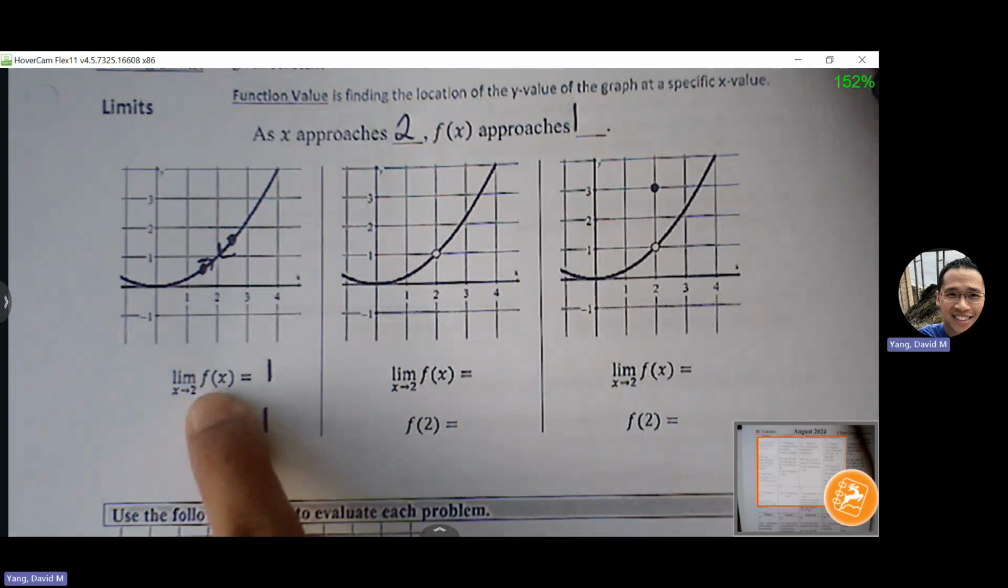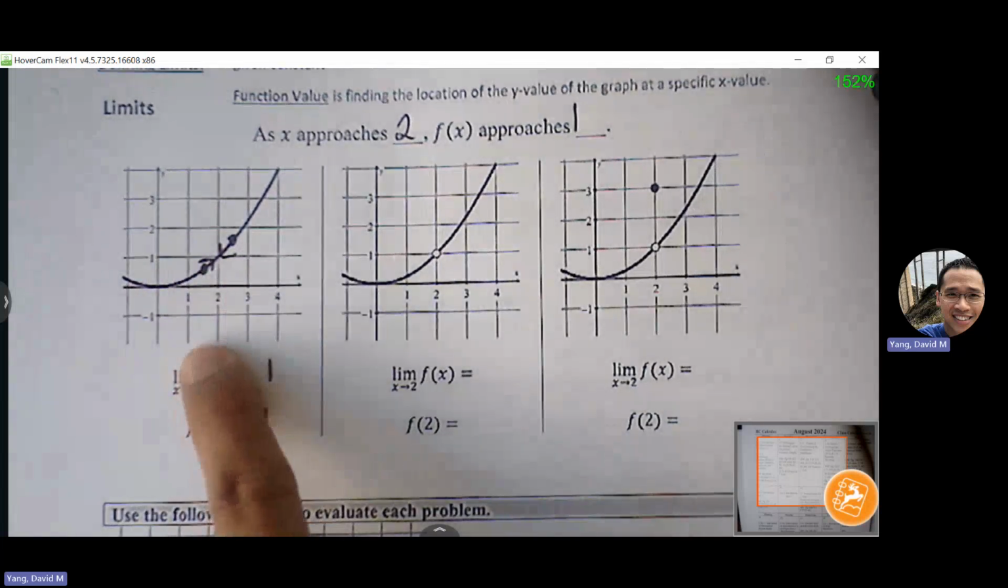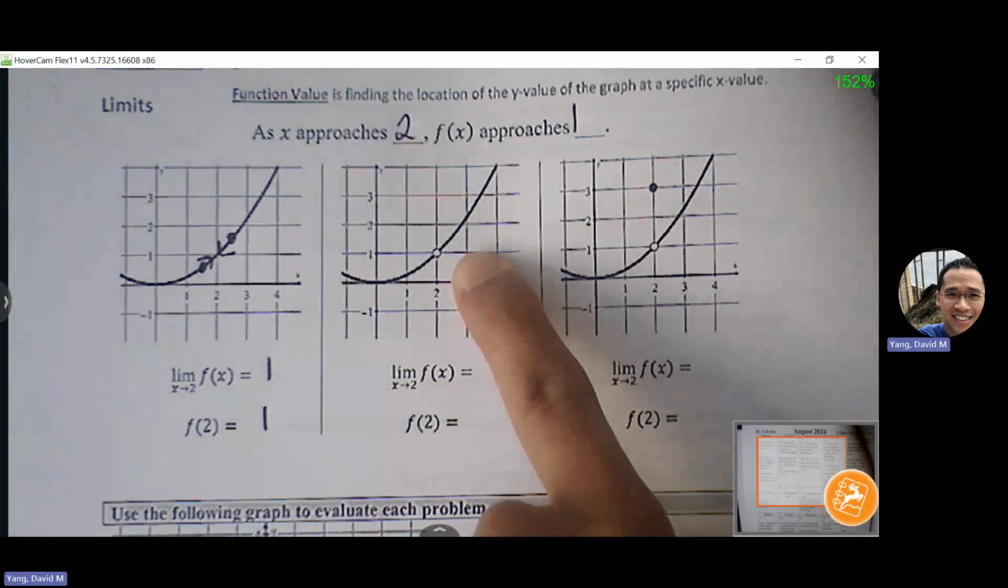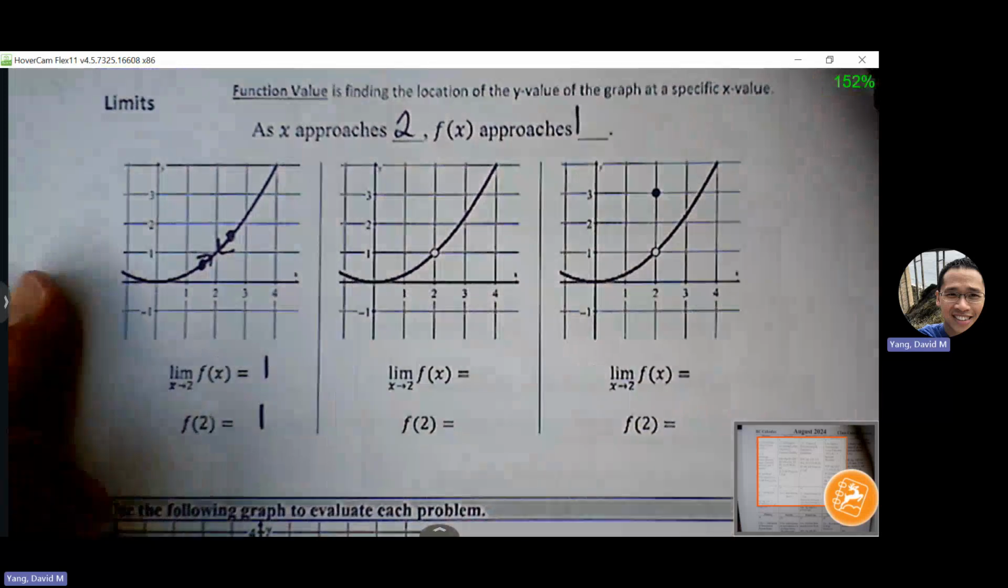And so we say the limit as x approaches 2 of f of x is equal to 1, but then f of 2 is also equal to 1. Now, this graph looks similar, but there's a hole. Let's see if there's any distinction here.